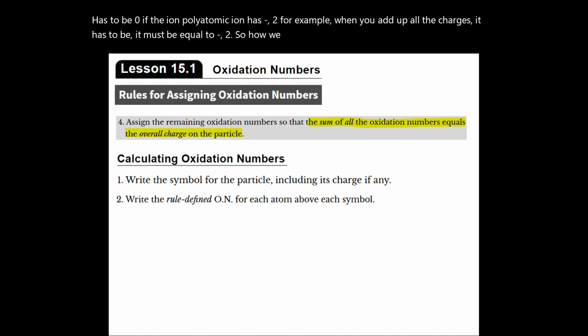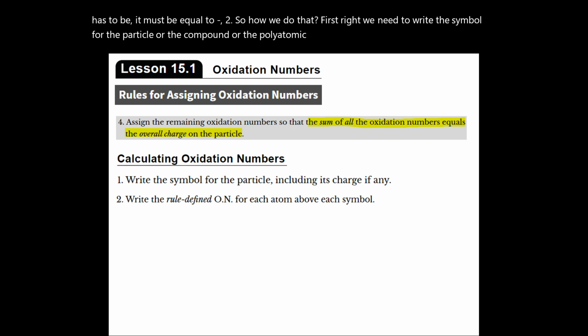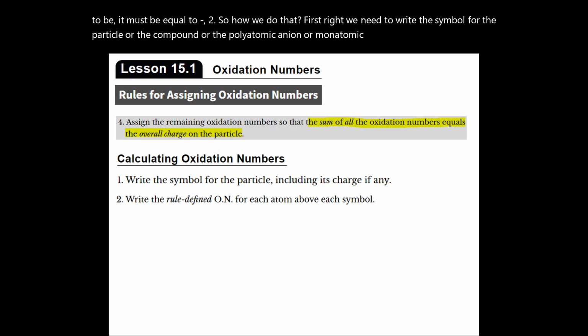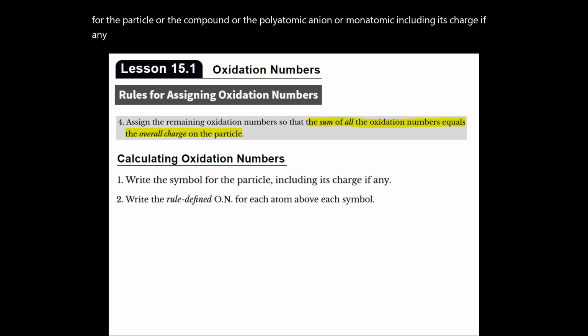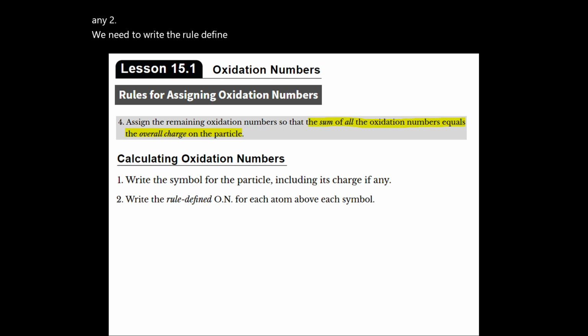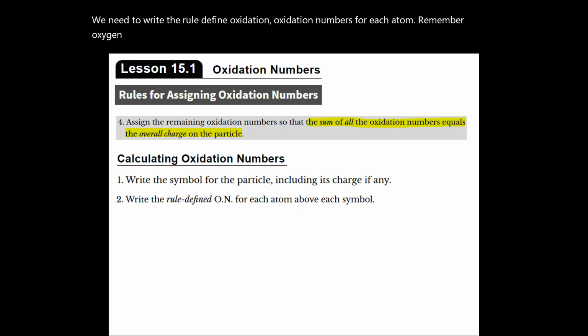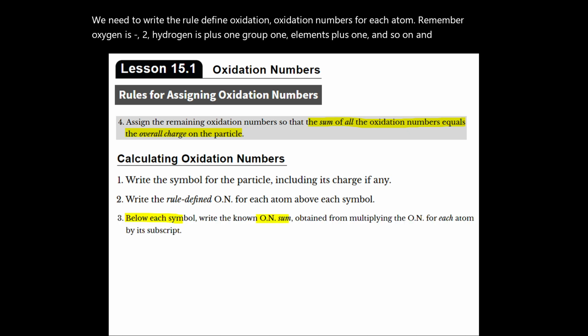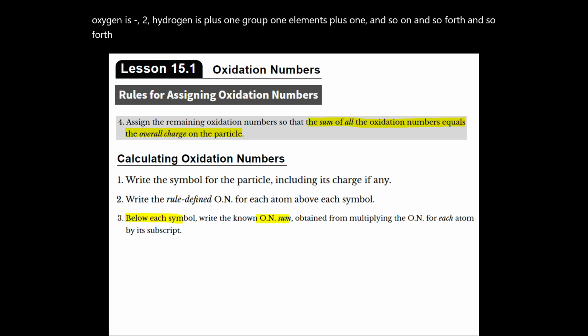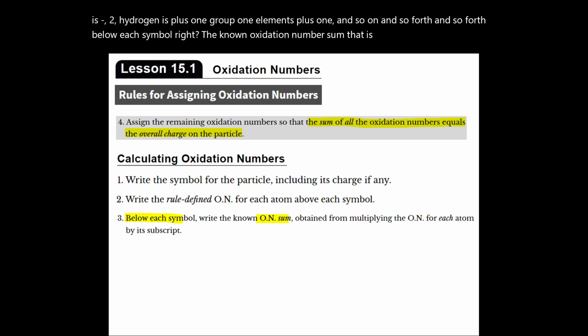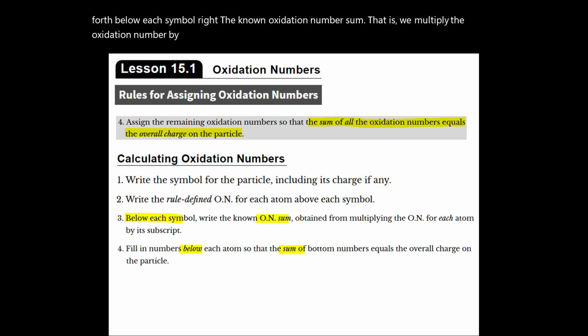How do we do that? First, we need to write the symbol for the particle, the compound, or the polyatomic ion or monatomic ion, including its charge, if any. Step 2, we need to write the rule-defined oxidation numbers for each atom. Remember, oxygen is -2, hydrogen is +1, group 1 element is +1, and so on and so forth. Below each symbol, write the known oxidation number sum. That is, we multiply the oxidation number by the subscript here.